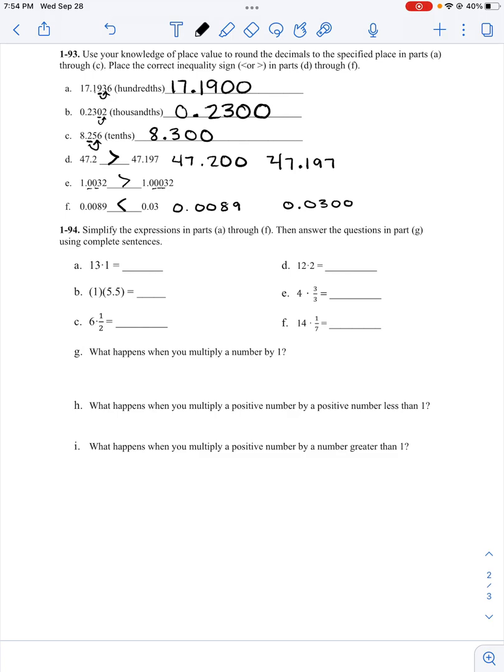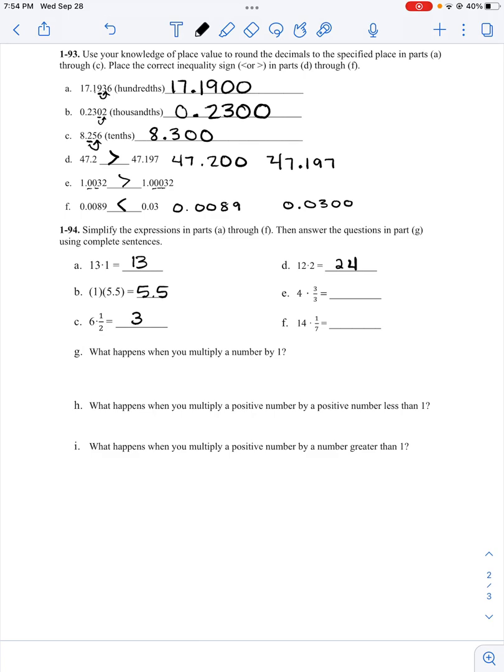Problem 94, we're simplifying the expressions and then answering questions. So part A, 13 times 1. Well, 13. 1 times 5 and a half, 5 and a half. 6 times 1/2, that is the same as dividing it by 2. 6 times 1/2 is 3. 12 times 2 is 24.